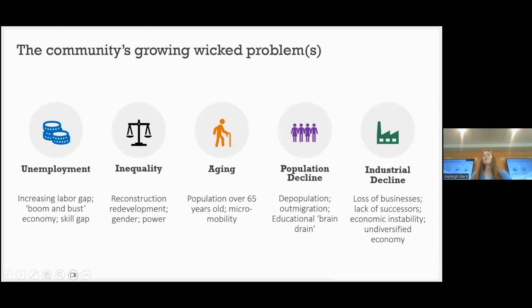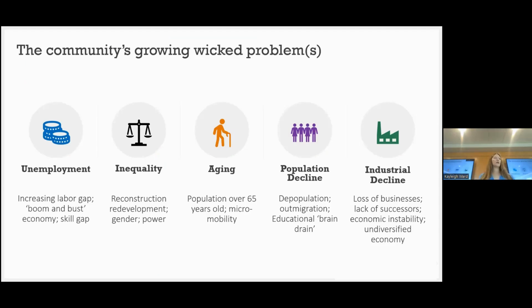So the problems we were dealing with, I call these wicked problems because if you try to solve one, you run into another, and it's really hard to try and manage them individually. So we have things like unemployment, inequality issues, aging, depopulation, and industrial decline. I'll talk about these briefly.